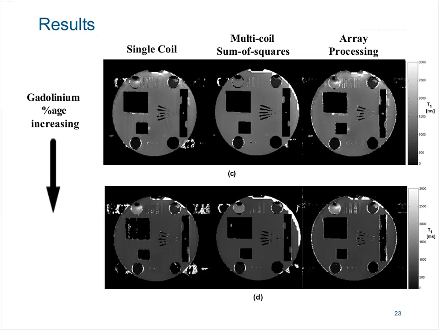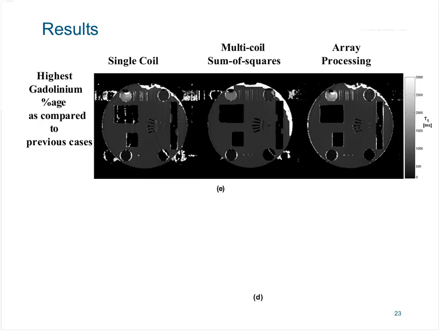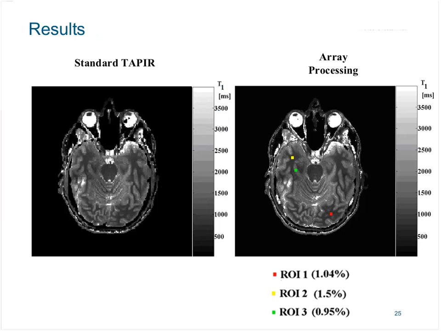not completely, but to the maximum extent. And a similar array processing method was applied for reconstructing the T1 map, using the array processing method and comparing with the standard TAPIR.